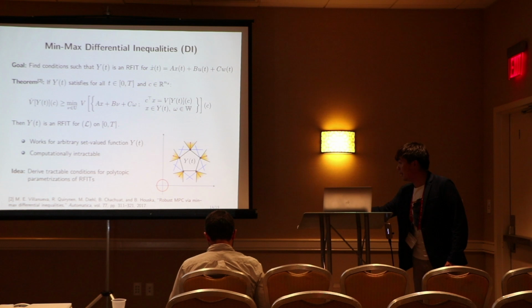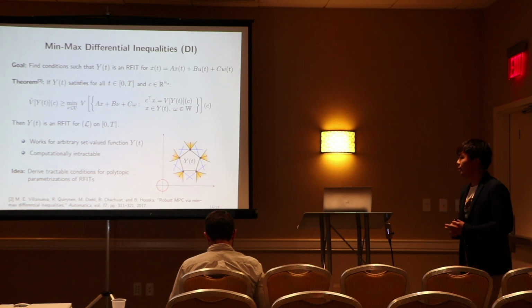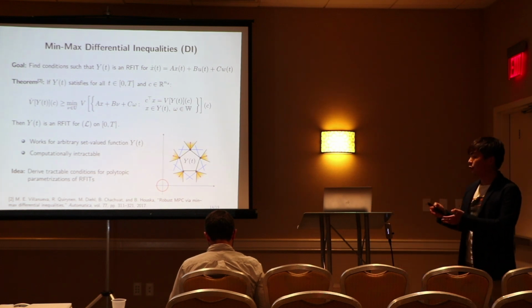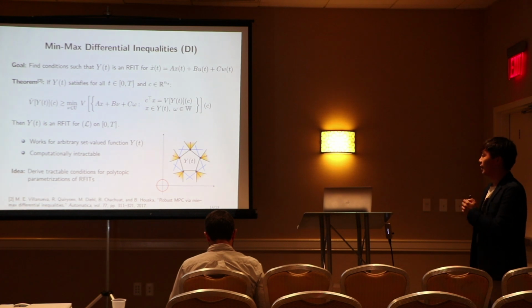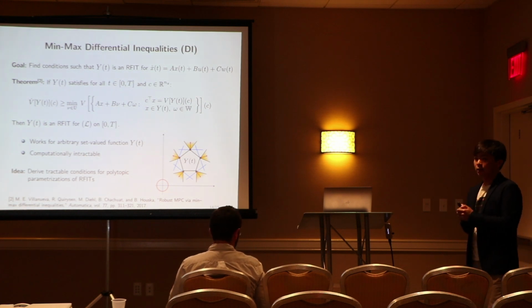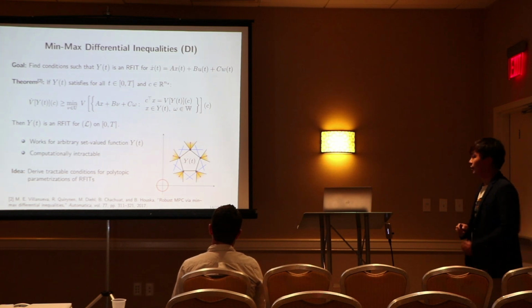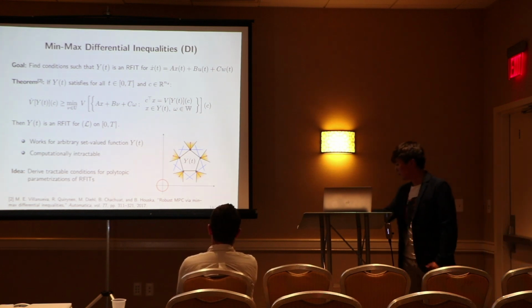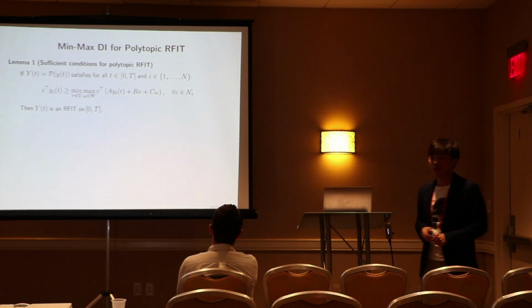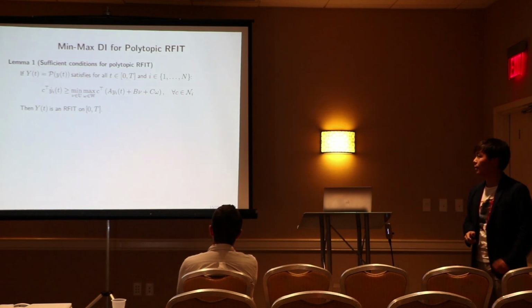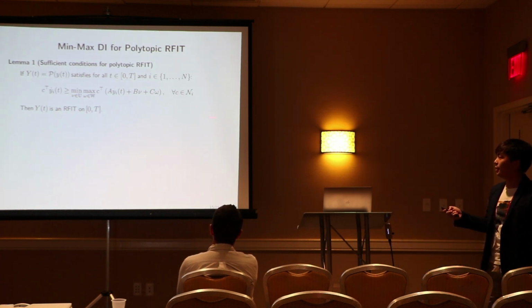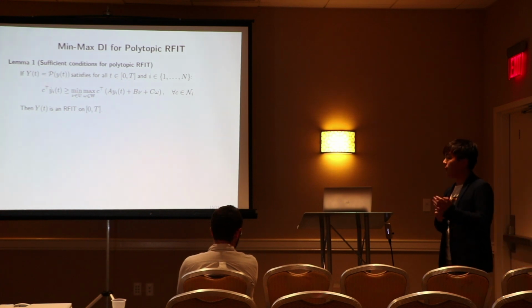So the idea here is to derive tractable conditions, of course, for our polytopic parameterization of the RFITs, using some of the properties that we have just discovered for our polytopes. So now we are ready to show you our first theorem in our paper. It is basically a simplified version of the min-max differential inequalities for the polytopes.